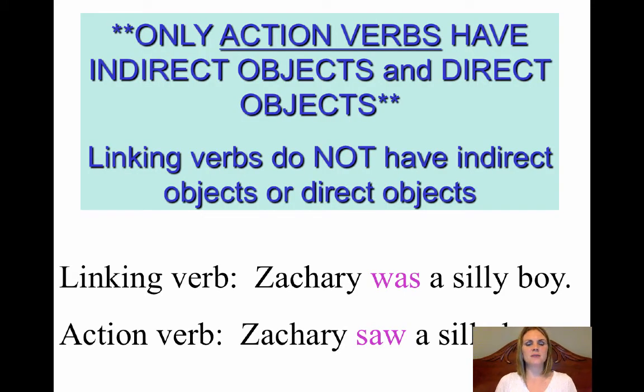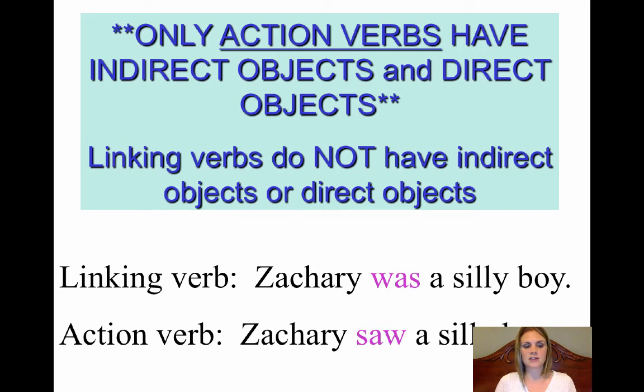Only action verbs have indirect objects and direct objects. Linking verbs do not have those, okay? So for an example, Zachary was a silly boy. Zach is the subject, was is the linking verb. Zach was what? He was silly. That's an adjective. There's no noun or pronoun that answers that question, and it's a linking verb, so it doesn't have a direct object.